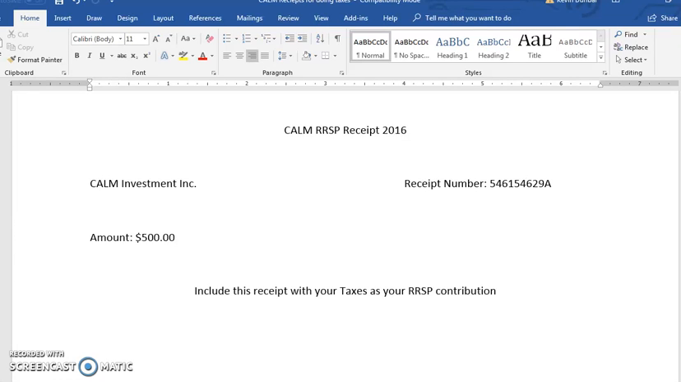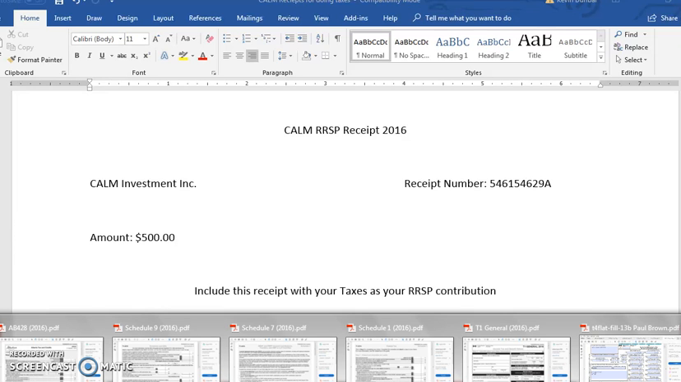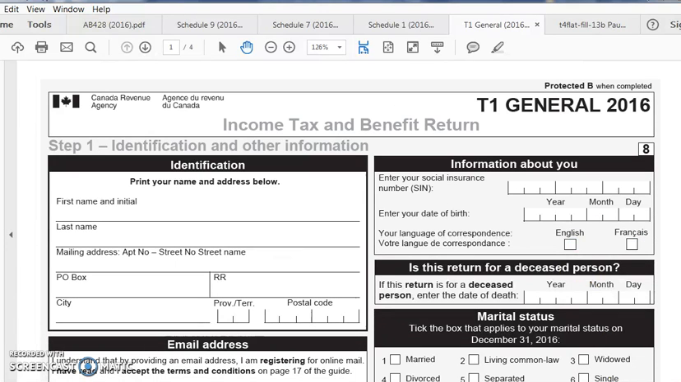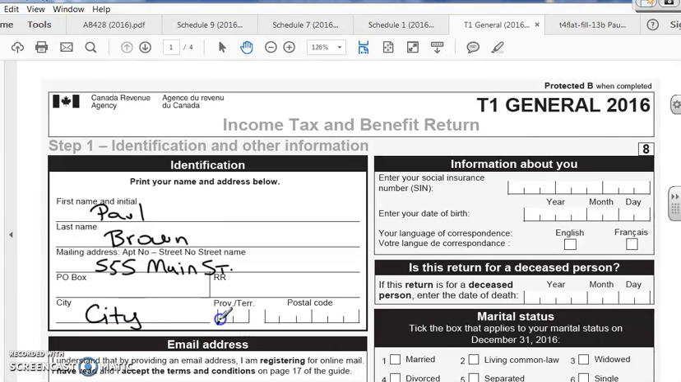So, first thing Paul is going to do is he is going to need the T1 general form. Okay, the T1 general form is a form that looks like this one here. And first thing Paul is going to need to do is print out his regular sort of information. His first name is Paul, last name Brown. His mailing address is 555 Main Street in City, Alberta.